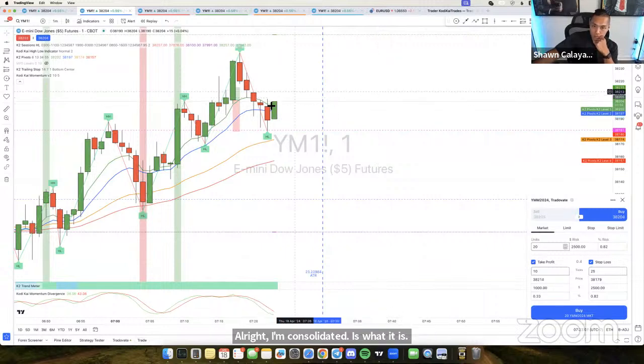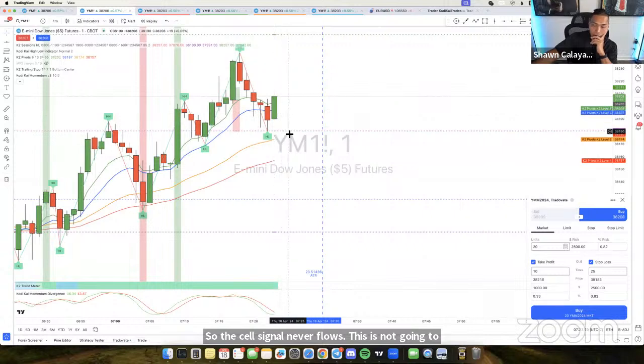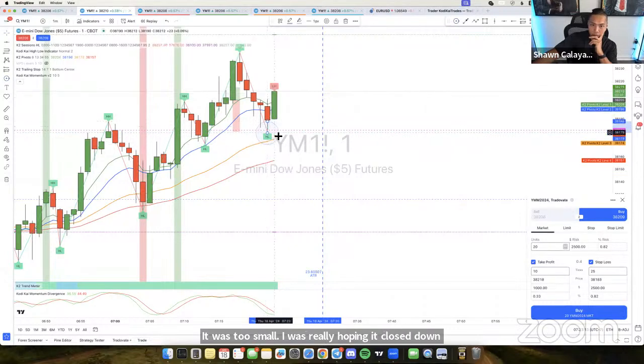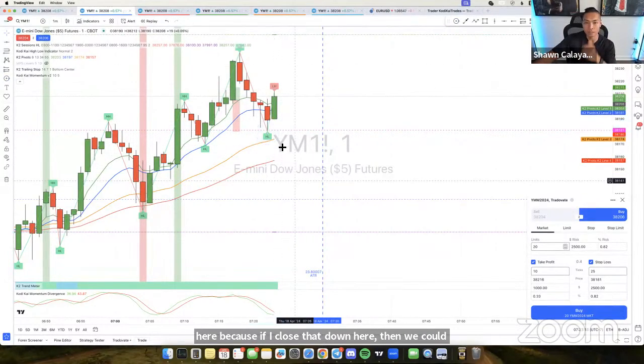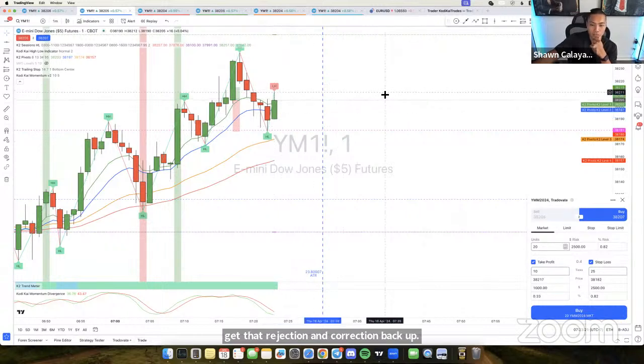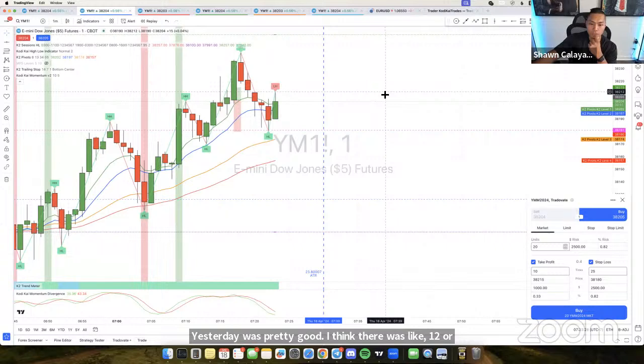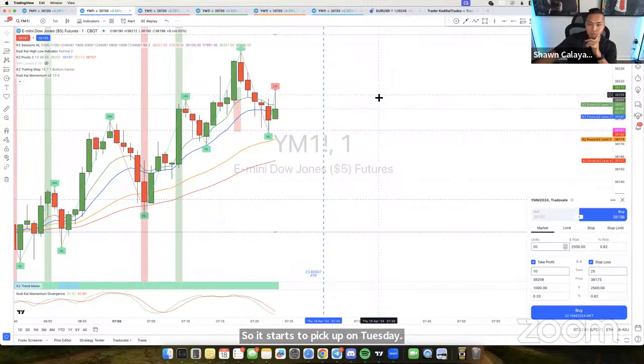So the sell signal never closed. This is not going to be a CB entry. The candle's too big. This candle was too small. I was really hoping it closed down here, because if it closed down here, then we could get that rejection and correction back up. But unfortunately, we didn't. So the market's not as smooth as it's been for the past couple of days. Yesterday was pretty good. I think there was like 12 or 15 entries that came up. Also, the day before that, there were some pretty good entries that came up, and then the day before that as well. So it started to pick up on Tuesday. So there's no CB entry here. There's now highs on both ends.